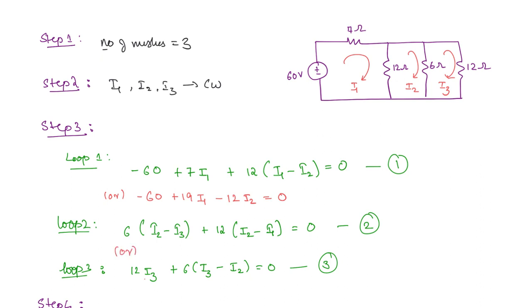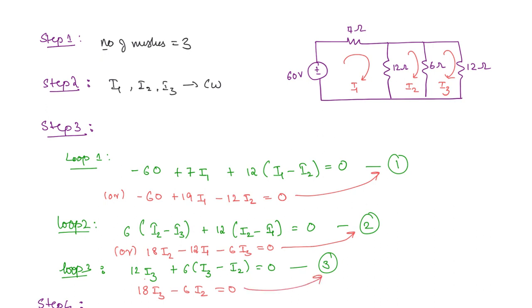So for the second loop, I2 is going through 6 and 12. So 6 plus 12 is 18 I2. Now I1 is flowing in the opposite direction, only across 12. So we will write minus 12 I1. Similarly minus 6 I3. This is equal to 0. So this is equation 1, this is equation 2. Similarly equation 3, what is it going to be? 6 plus 12, 18 I3, minus 6 I2. This is equal to 0. So this is the third equation.